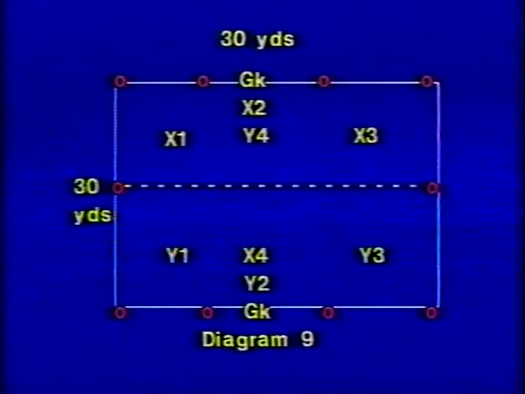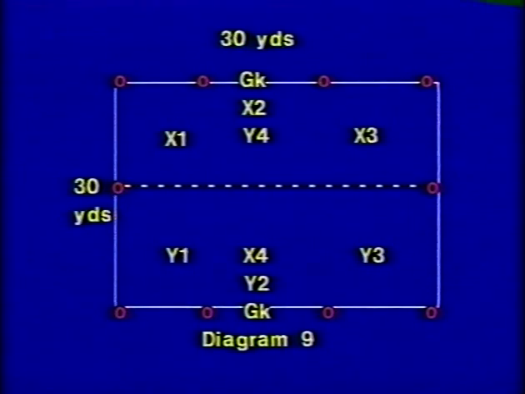This really concentrates on shooting again. As you can see from the diagram, we've got a 30 by 30 area. The dotted line restricts the players. They must stay in their half of the field. X1, X2 and X3 combine against Y4 and get shots in. Y1, Y2 and Y3 combine against X4 and get shots in at the opposite end.